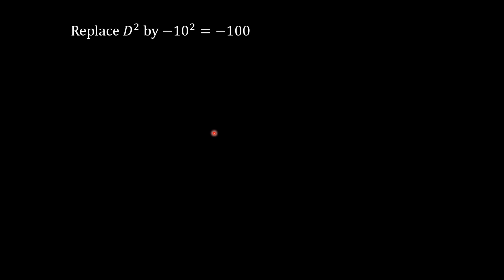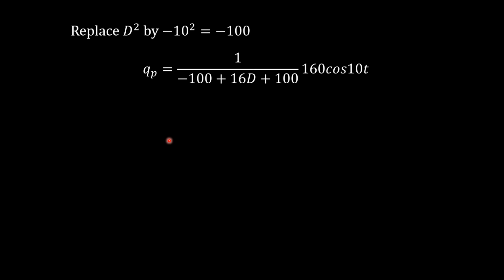Minus 10 square is minus 100. Now replace d square by minus 100. That will give us Qp equal to 1 upon (minus 100 plus 16d plus 100) times 1 upon 60 into cos of 10t. This 100 will get cancelled. We are left with 16, and 1 upon 60 divided by 16 will give us 10. So we are left with 1 upon d times 10 times cos of 10t.